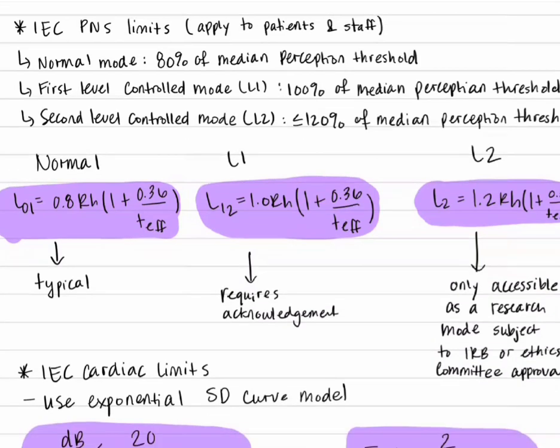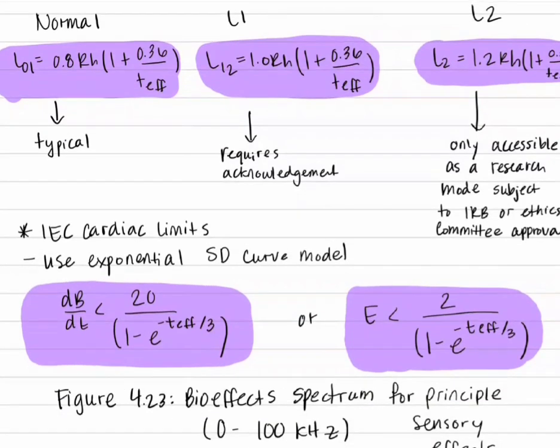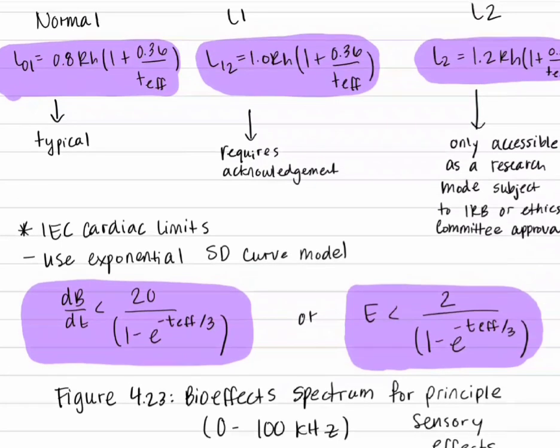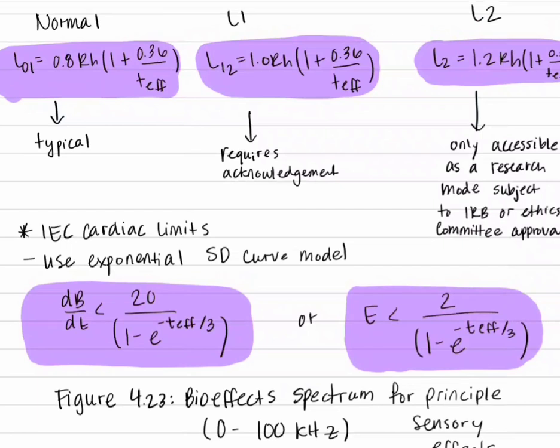And so we have our modified SD curves. Normal mode is typically what you're using in the clinic. A level 1 requires acknowledgement before use, and level 2 is a mode that is typically only accessible for research purposes and requires IRB or ethics committee approval.